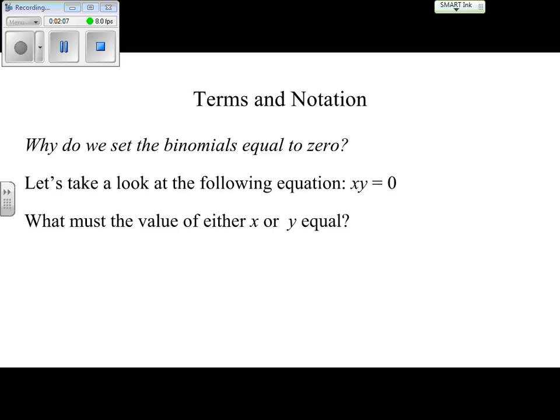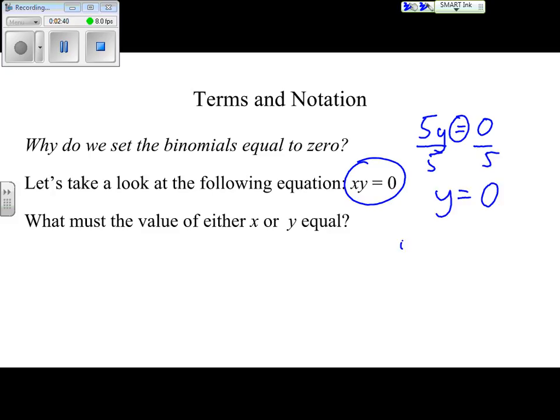So why do we set the binomials equal to 0? Well, let's take a look at the following equation. I've got two variables here, x times y equaling 0. So xy equals 0. Let's think about this for a second. Let's say that x was 5. So we had 5y equals 0. Well, what does y have to be to make 5 times y equal 0? We could use algebra to solve this, divide both sides by 5, and I get y is equal to 0 divided by 5, which is 0. So let's check that. 5 times 0 equals 0.